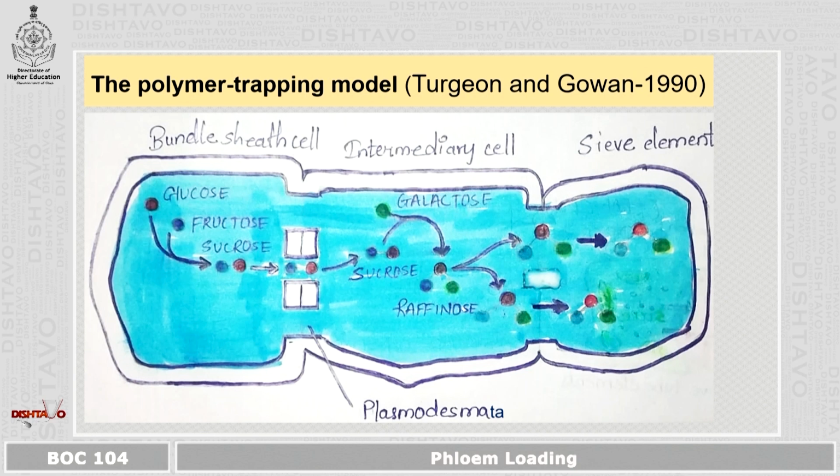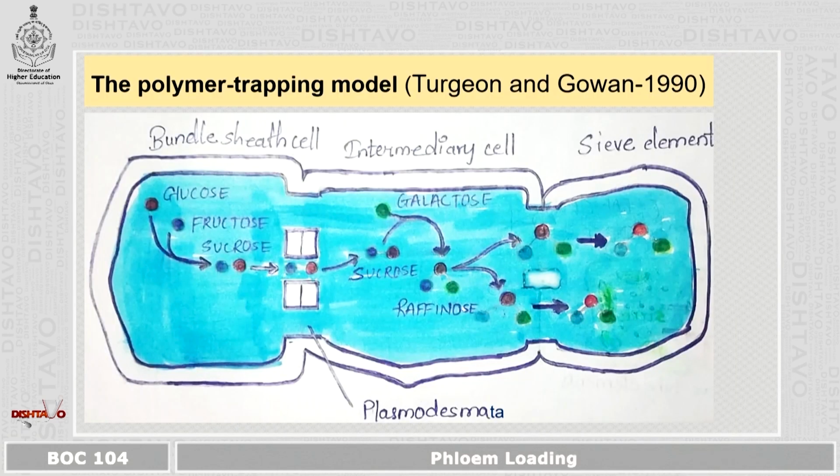Initially, the sucrose or the other sugars which are produced in the leaf, that is in the mesophyll cells of the leaf, are transported from the mesophyll into the bundle sheath cell. From the bundle sheath cell, with the help of the plasmodesmatal channel, they enter into the intermediary cell. Here, the sucrose combines with galactose and forms a compound known as raffinose. Now, this compound, raffinose, is structurally much larger as compared to sucrose and galactose. So it cannot diffuse back into the bundle sheath cell depending upon the concentration gradient, but it has to move into the sieve element.